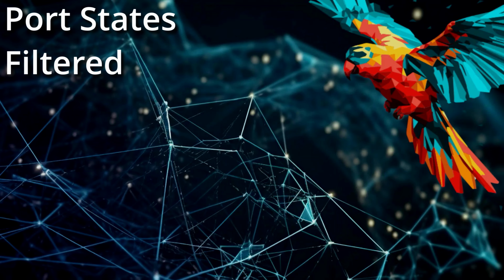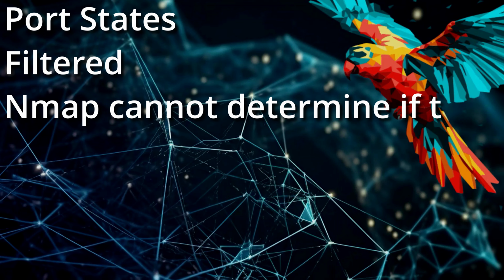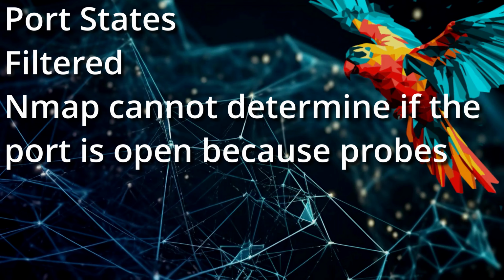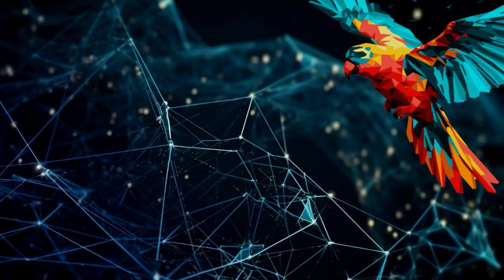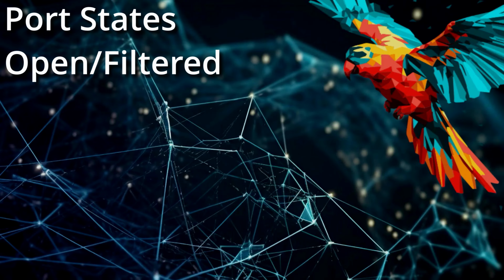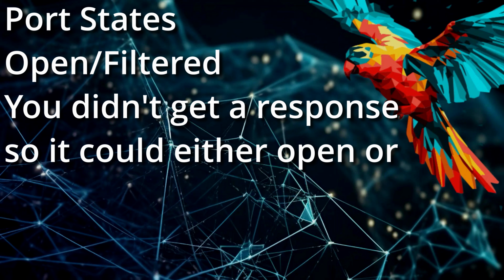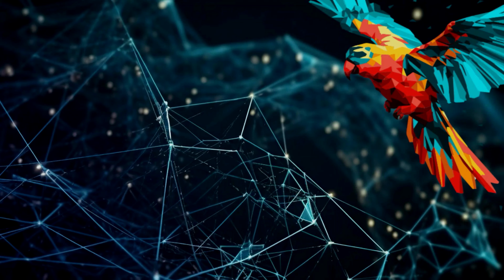And then you have filtered. Nmap cannot determine if the port is open because the probes get no response or were blocked. This usually means a firewall is dropping the packets, or filtered ports are given no feedback, so Nmap can't tell if it might be open or not. All it can tell is that they are being filtered by some network device, and if Nmap ever labels something open|filtered, it means that you didn't get a response, so it could be either open or filtered. Understanding these states is important for interpreting scan results.